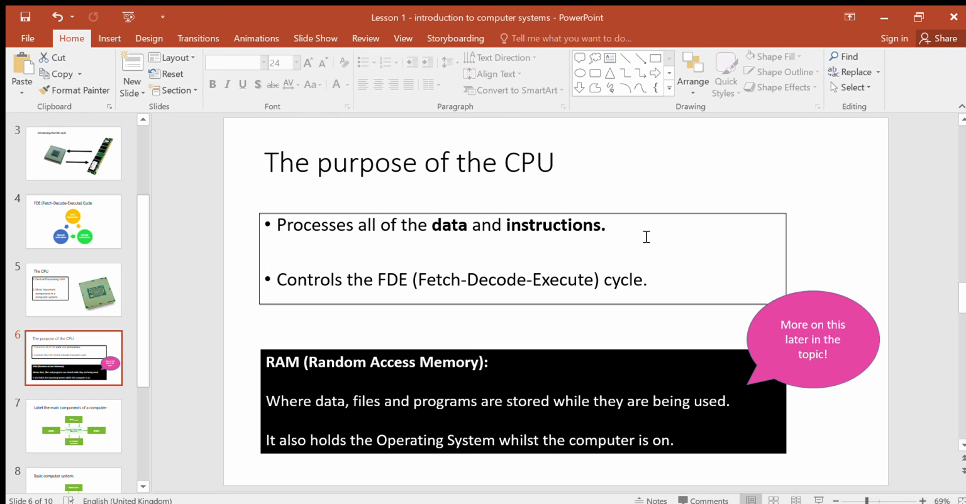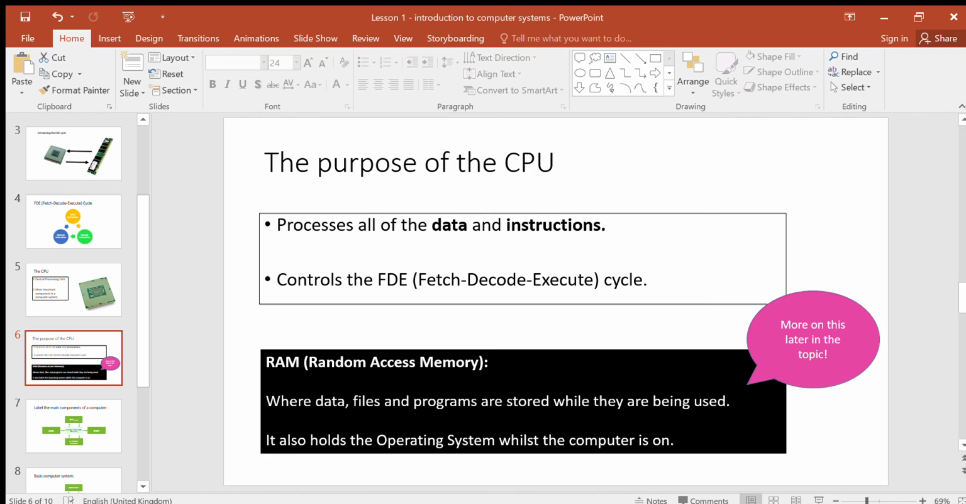Now, we look at memory later on in this topic. So all I've included here is what you need to know about RAM in order to understand how the registers inside the CPU work. RAM stands for random access memory, and it's where anything that you have currently got open. If we look at my toolbar at the bottom, I've got Chrome, Word, my file manager. All of those things are currently being stored in RAM because they are being used. It also holds the operating system whilst the computer's on. But again, we will look at those points in more detail later in the topic.